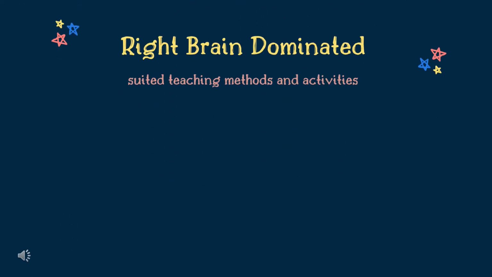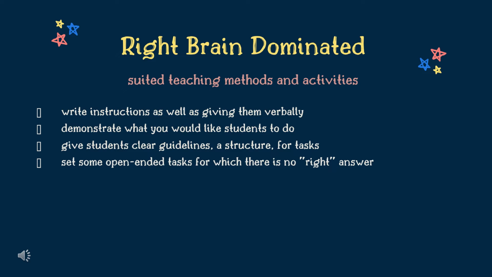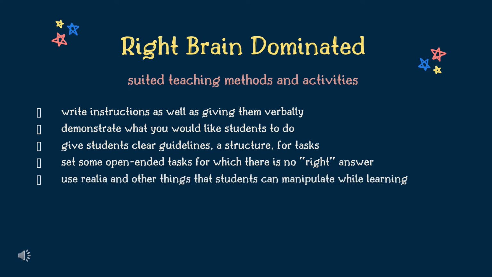And here are some of the suited teaching methods and activities for right brain dominated learners. So as a teacher, you may write instructions as well as giving them verbally, demonstrate what you would like your students to do, give students clear guidelines, a structure for tasks, and set some open-ended tasks for which there is no right answer, or use realia and other things that students may manipulate while learning, and sometimes allow students to respond by drawing.